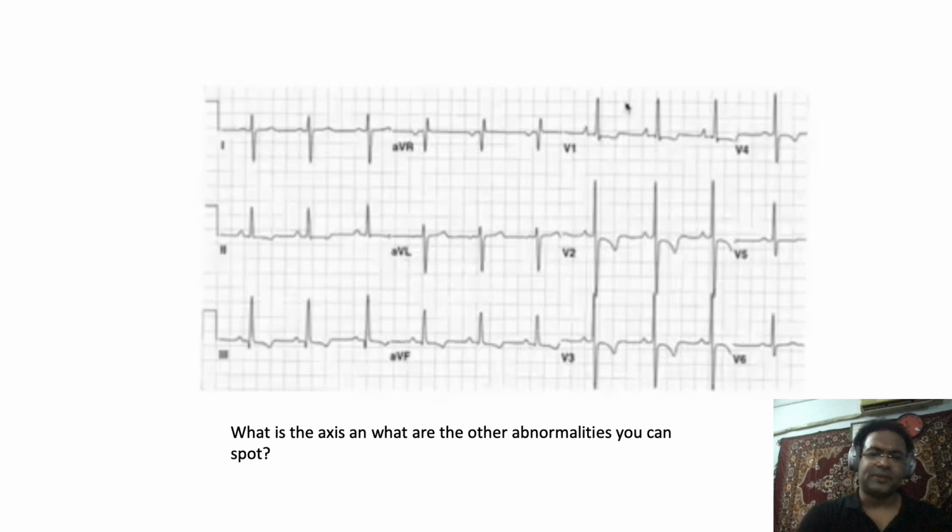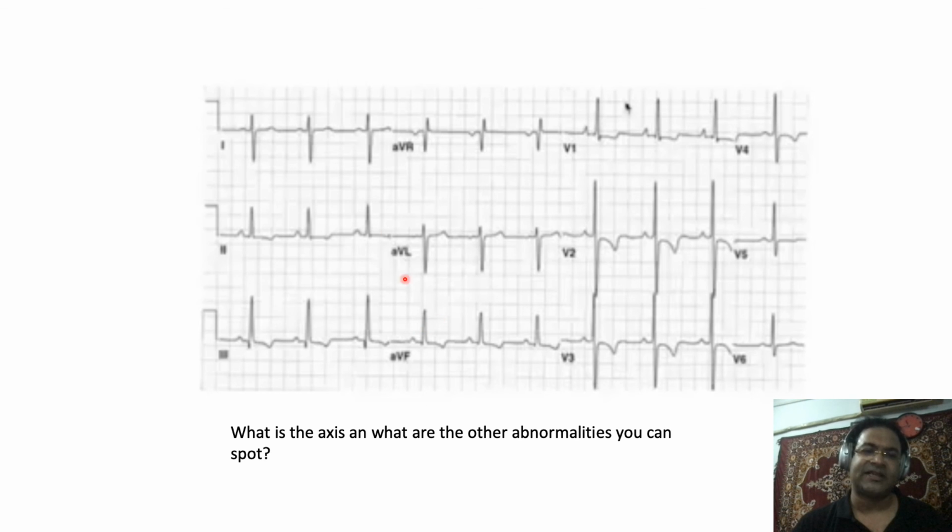Now a few examples. This is an ECG of a patient and you are reporting it. What do you see? What is the axis? Well, it's very simple. First of all, you look at the P waves. P waves are positive in 2, 3, aVF, negative in aVR. There is 1:1 conduction, one P wave followed by a QRS. Obviously, this is nothing but a sinus rhythm with 1:1 conduction.